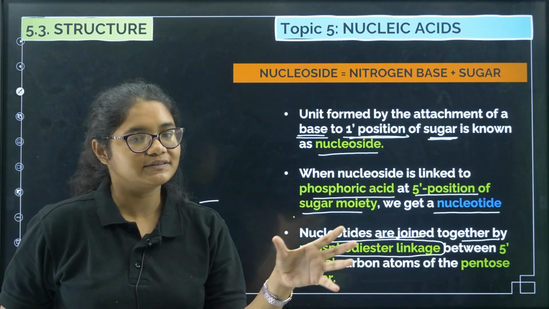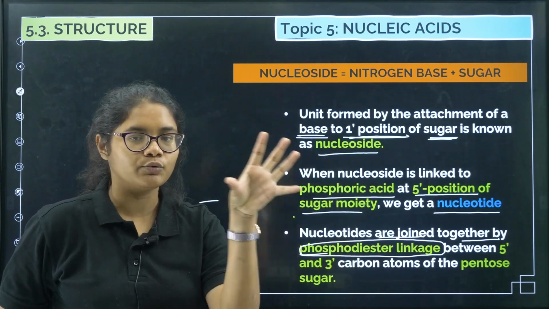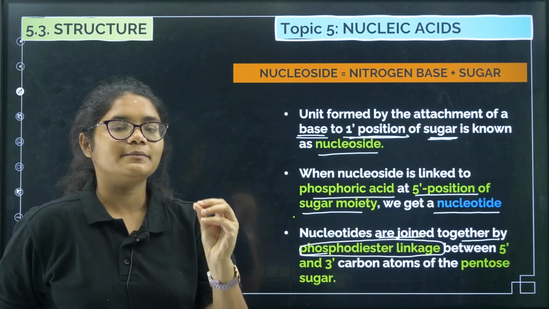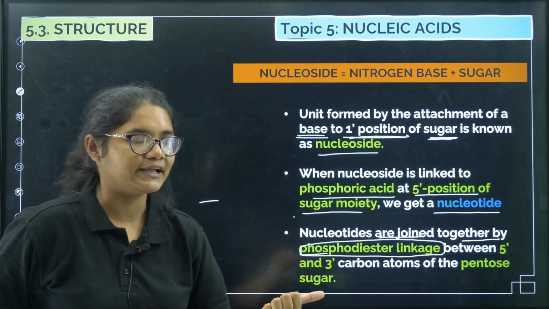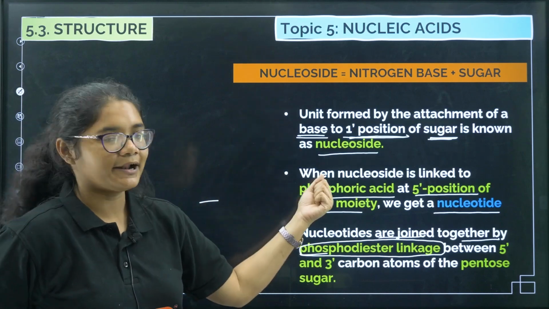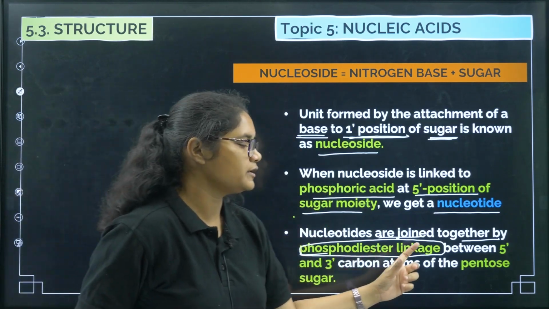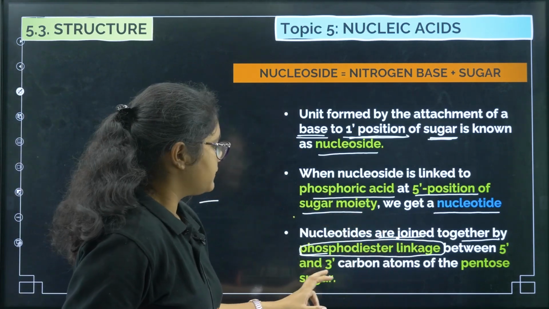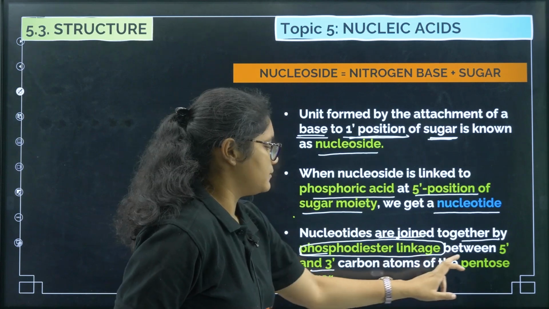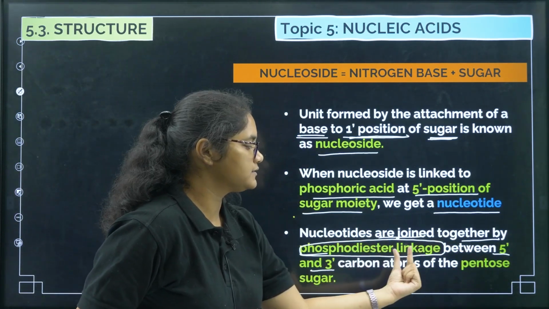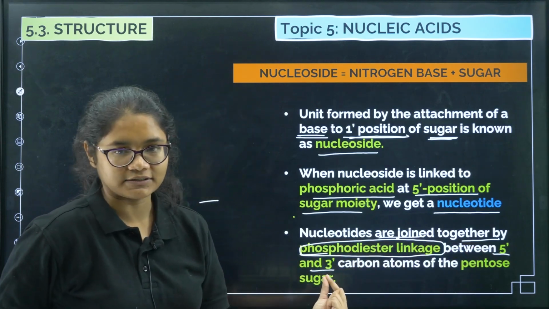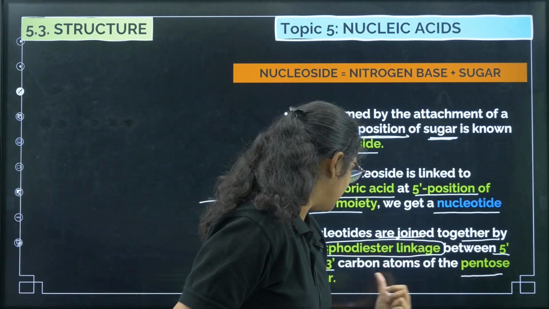In carbohydrates, it was glycosidic linkage which connects the two monosaccharides. Similarly, in proteins, the amino acids are connected by which bond? Peptide linkage. And the nucleotides are connected with phosphodiester linkage between the 5' and 3' carbon. When I show you the diagram, it will be more clear. The phosphodiester linkage is between 5' to 3' carbon of the pentose sugar.